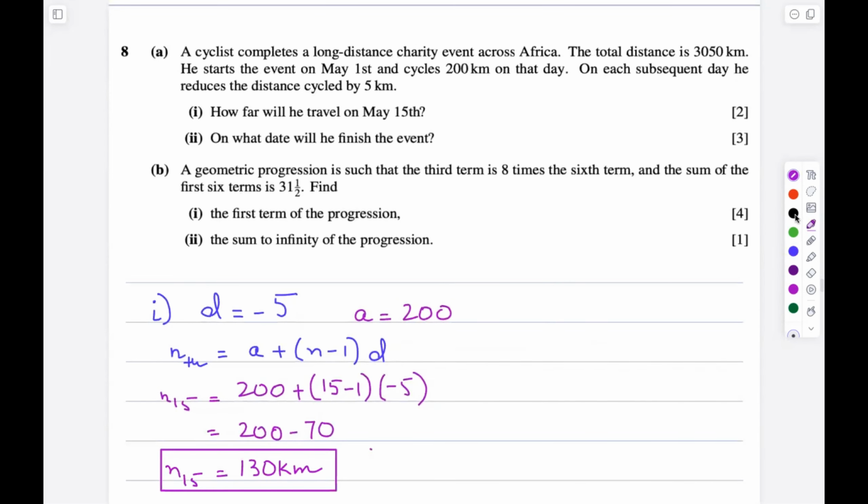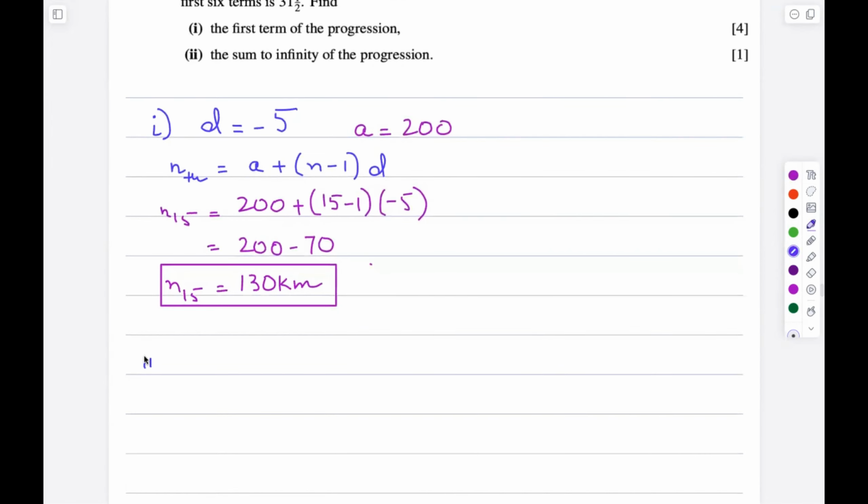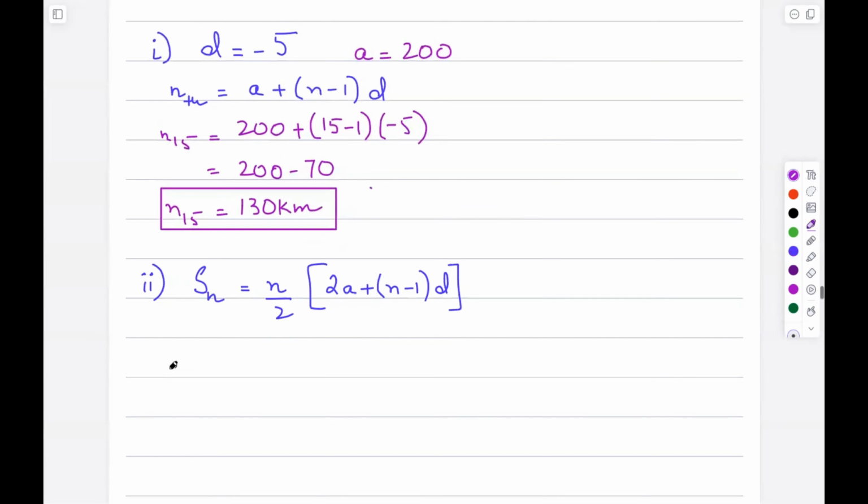In part 2, it says on what day he will finish the event. Now, as he has to cover a total distance of 3,050 kilometers, we'll use the sum formula, which is the sum of n terms is n upon 2 into 2a plus n minus 1 into d. As the total sum of the distance he travels will be 3,050 kilometers, this will be 3,050 equals to, we have to find n, so n upon 2 into 2a, a is 200, plus n minus 1 into d, d is minus 5.